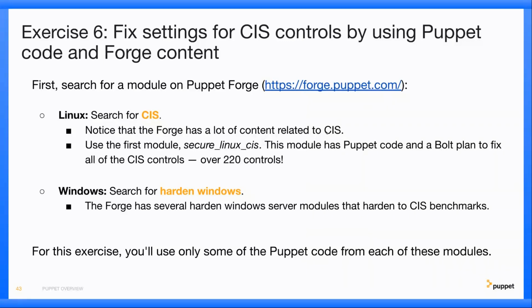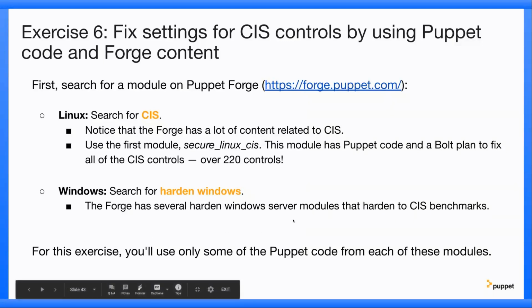Once you open forge.puppet.com, there are a lot of modules and other content related to CIS. But in this particular exercise, we'd like to zoom in on the first module, which is secure_linux_cis. This module has both Puppet code and Bolt plans, and it has the ability to fix almost all of the CIS controls, at least L1, which is about 220 controls. For Windows, you want to search for a module called Hardened Windows. These are some of the modules that allow you to harden your Windows nodes.